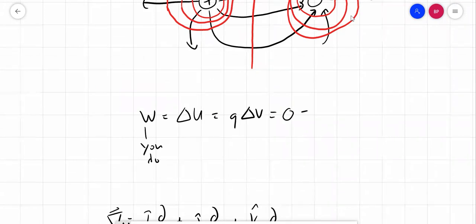Because it's 0, this is also equal to minus the work done by the electric field. This would also be 0.